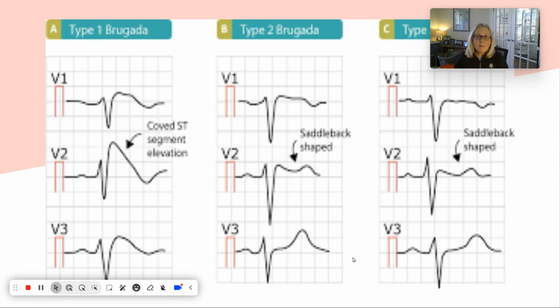Okay. So it can mimic a heart attack. You can have symptoms and stuff like that. When you hook it up, it looks like they have ST elevation. But if you look a little closer, you can see that there is this definite sagging of the ST segment. So the ST segment looks very different than just straight across.